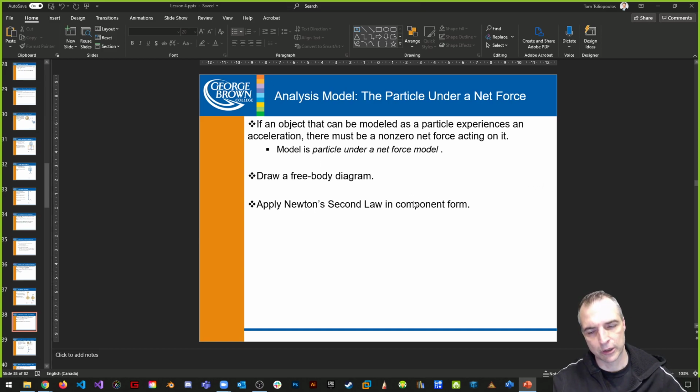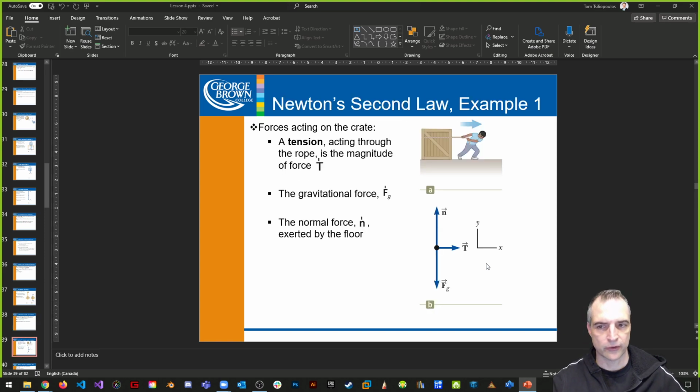So the first thing is we want to draw a free body diagram and apply Newton's second law in component form. So here's an example for tension. A tension acting through a rope is the magnitude of the force of tension. So this is the magnitude of the rope. We would draw a free body diagram with an arrow along the same side of the rope.